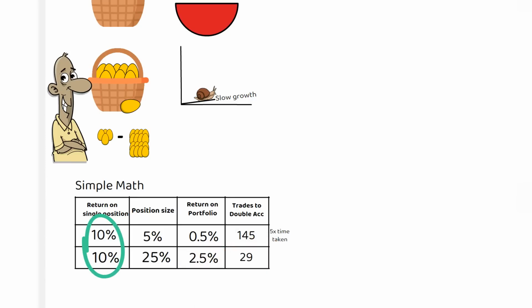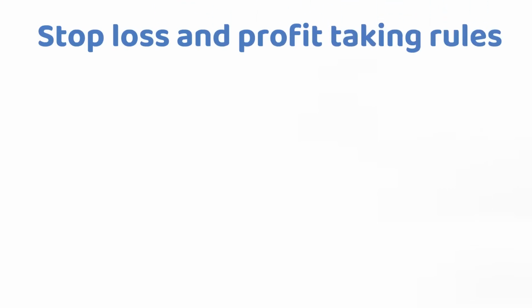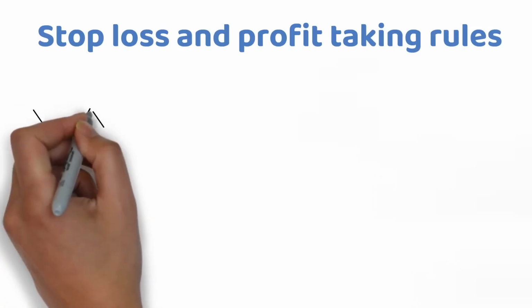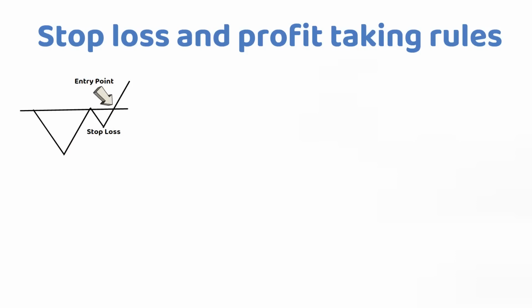The third important aspect of swing trading, or trading in general, is stop loss and profit-taking rules. In swing trading, you should set your stop loss based on the technical structure in a price chart and only take trades that give you a low-risk entry point.